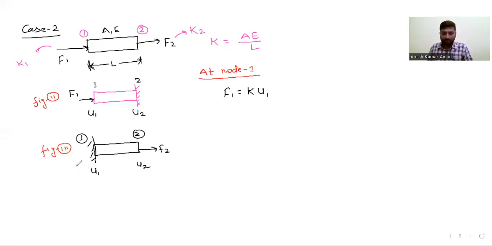Now considering figure number 3, what will be the value of F1 here? F1 can be written as K into the displacements, U1 minus U2. So this is for node number 1. Here F1 can be written as K into U1, and here F1 can be written as K into U1 minus U2.